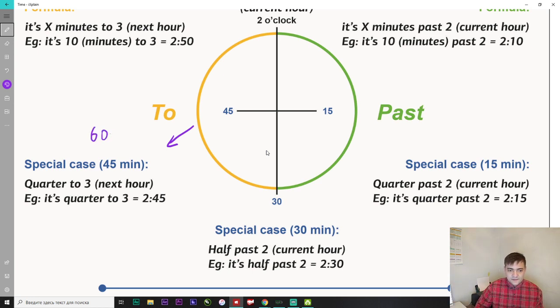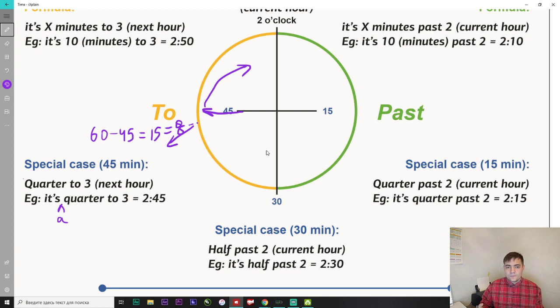So 60 minus 45, we get 15, or 1/4. But this quarter is somewhere here, right? That's why we have 15 minutes to the next hour, and we say quarter to. Let's say it. Quarter to 3 to the next hour. So example, it's quarter to 3, right? It's quarter to 3. Sometimes they say it's a quarter to 3. Okay, it's possible to sound like that.